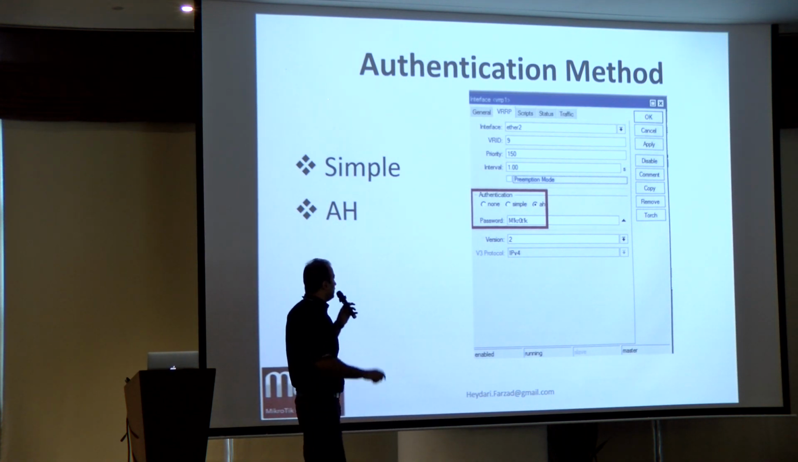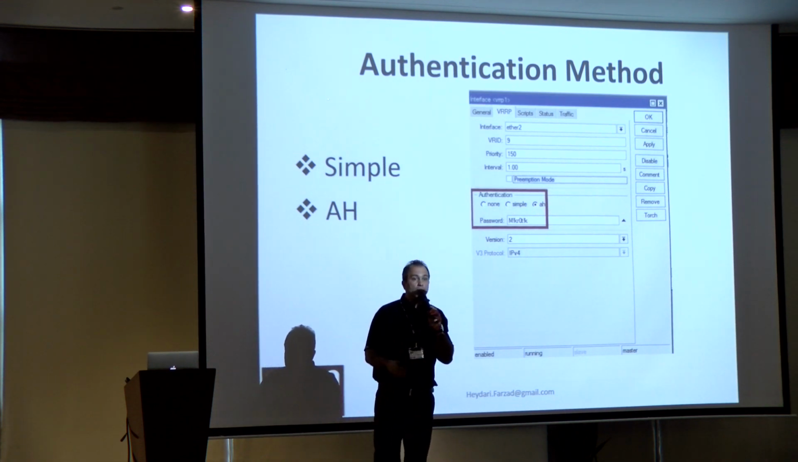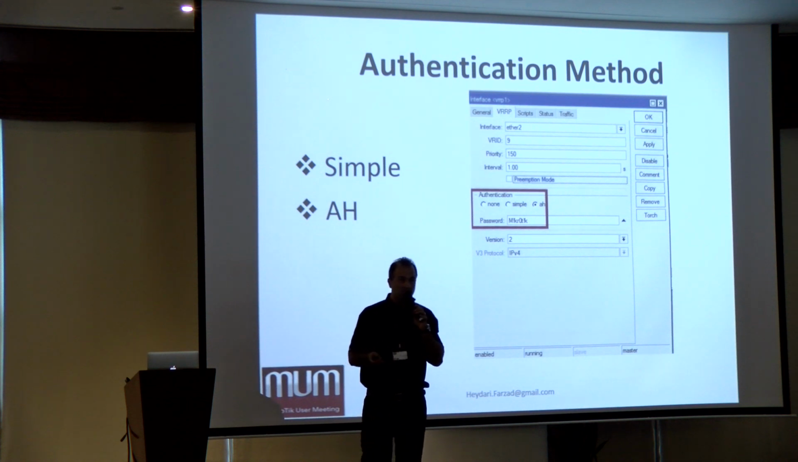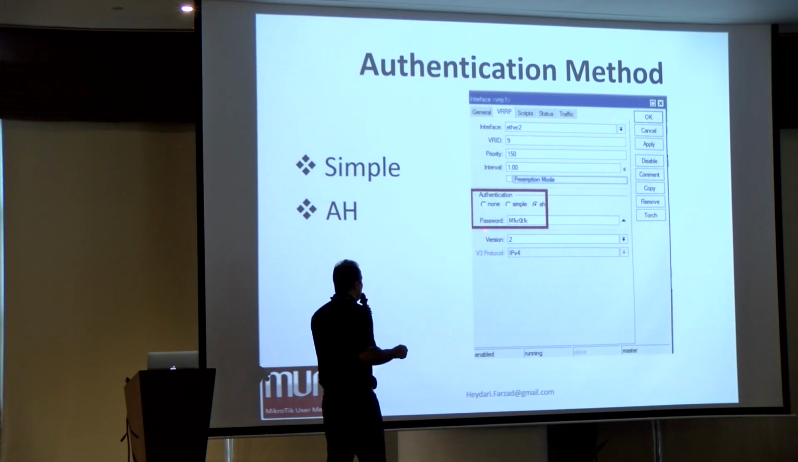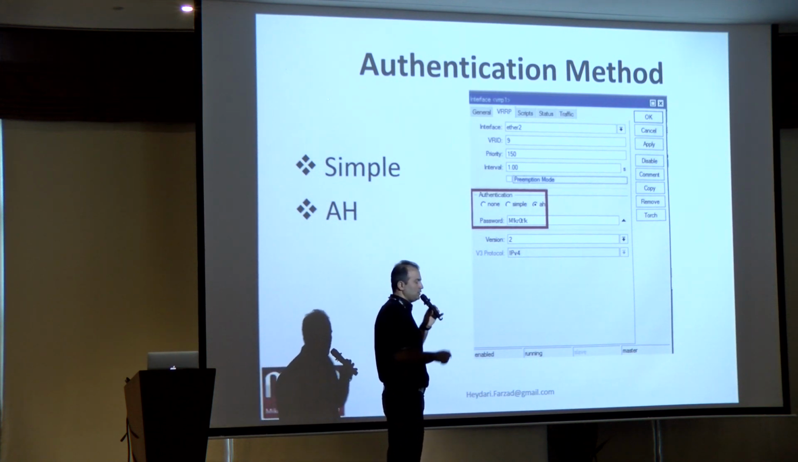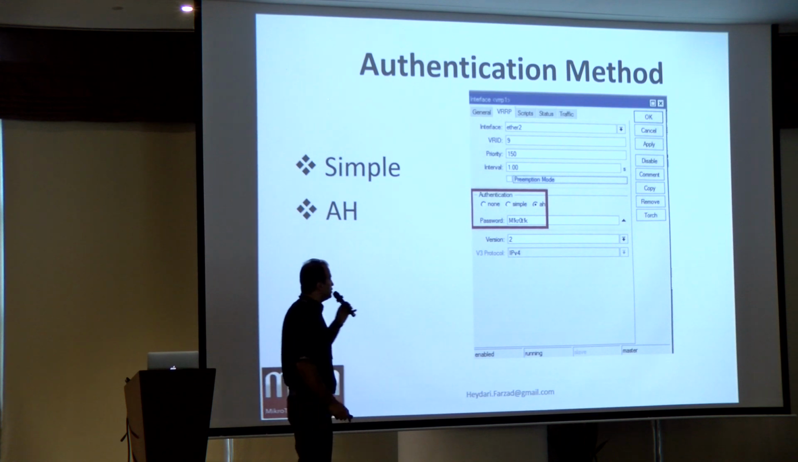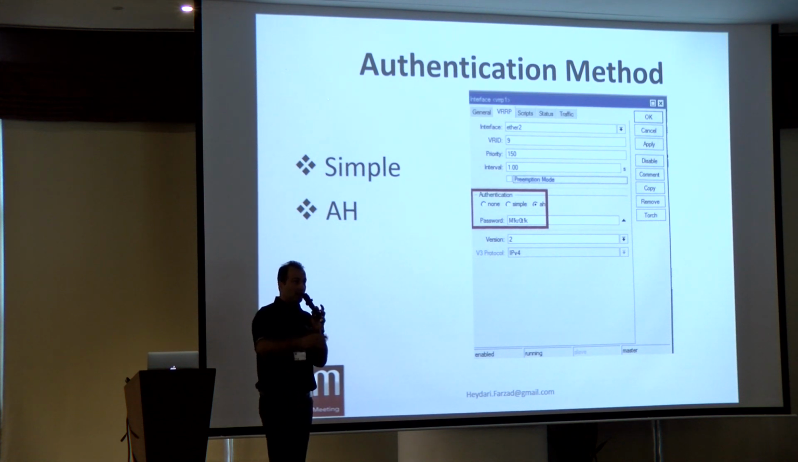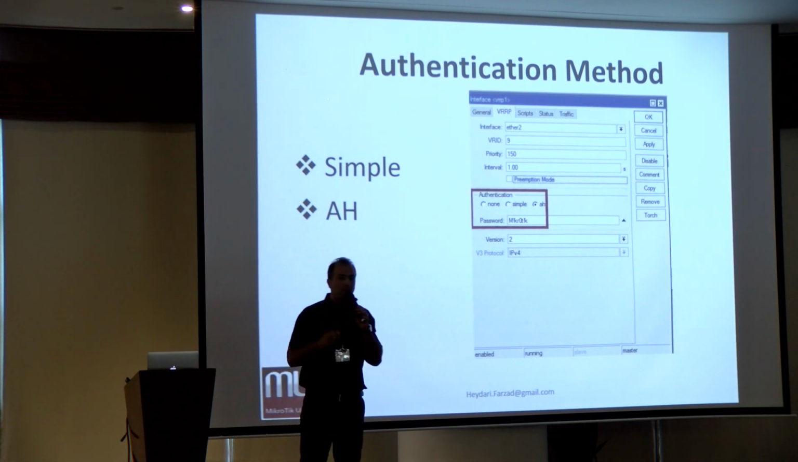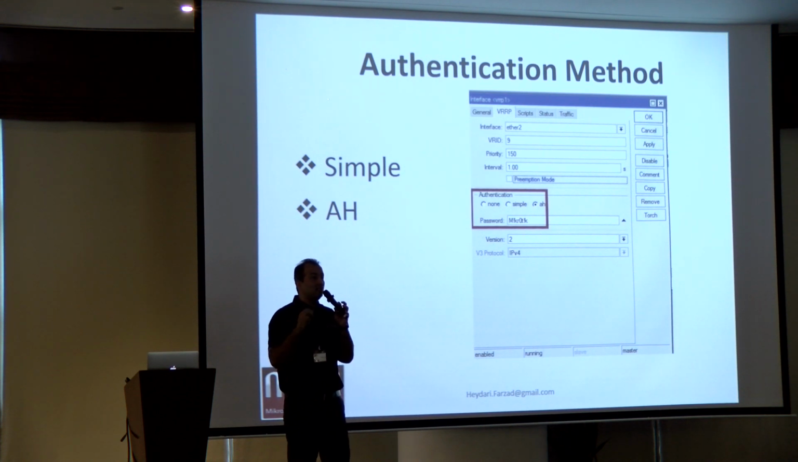So AH is the authentication header, and I recommend you use the authentication header as your authentication here. The password that I put here is a MikroTik one. When you have a VRRP group, I recommend you use authentication, because the hello packet of VRRP is sent in multicast. All people can see your multicast.